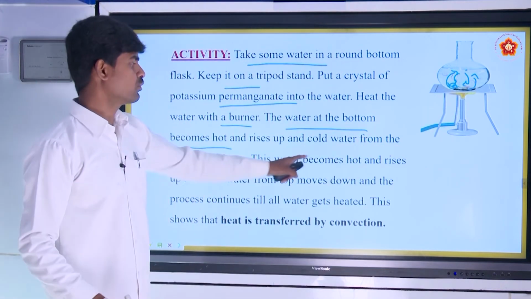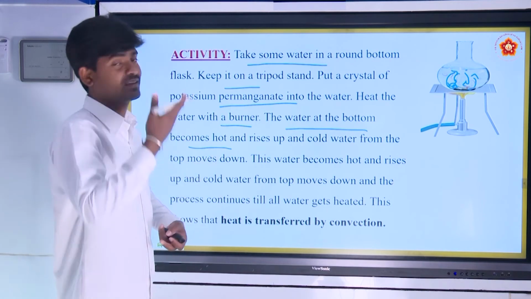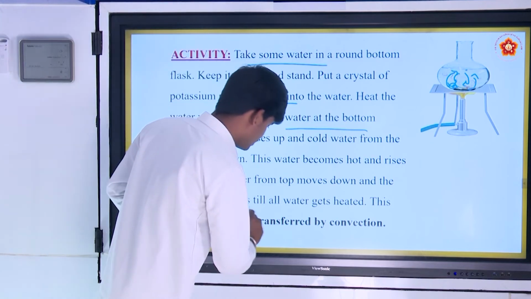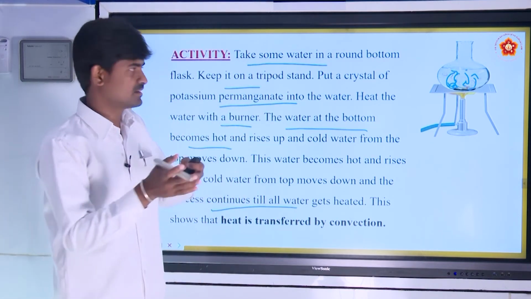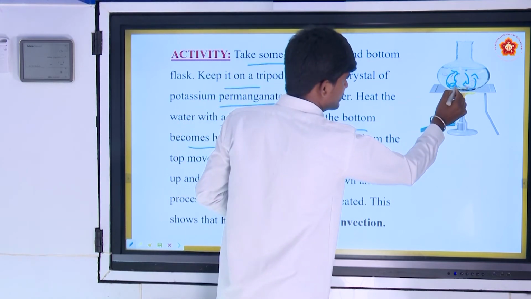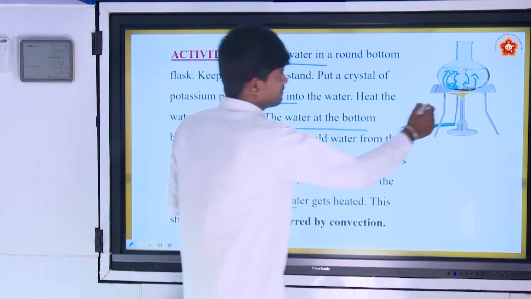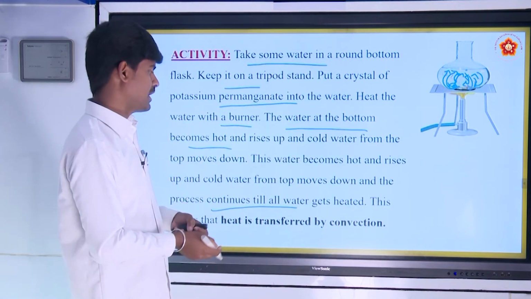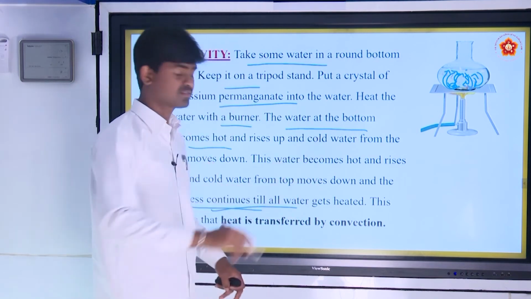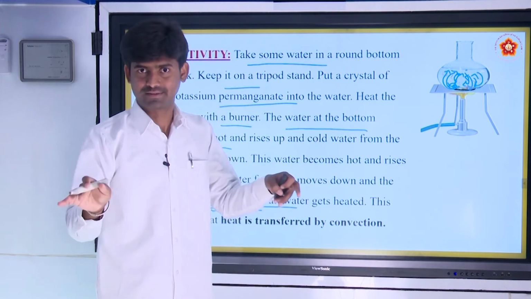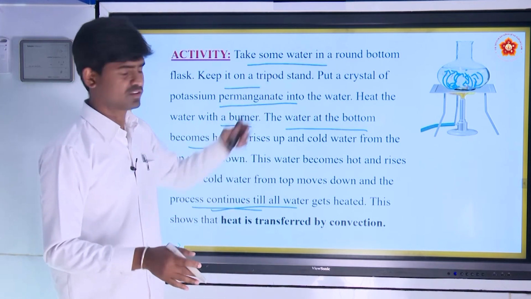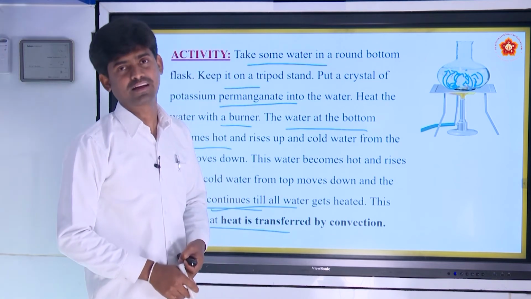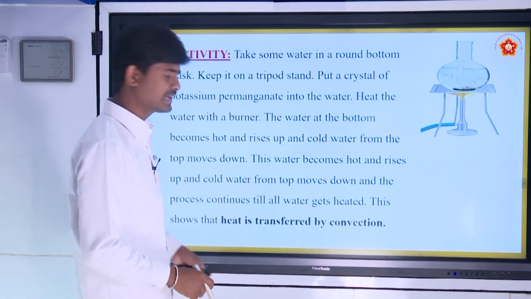This water becomes hot again and rises up, and cold water from the top moves down. The process continues till all the water gets heated. The hot water goes up, and the cold water comes down. Up to what time? The process continues till all the water gets heated. This shows the heat is transferred by convection. Okay, this is an activity.